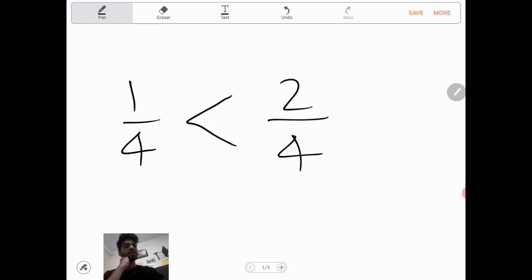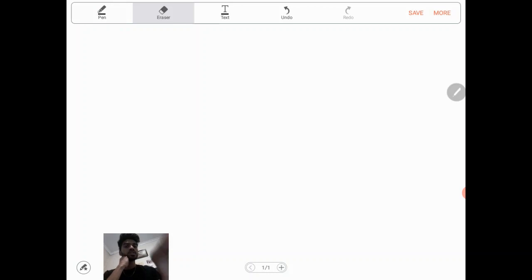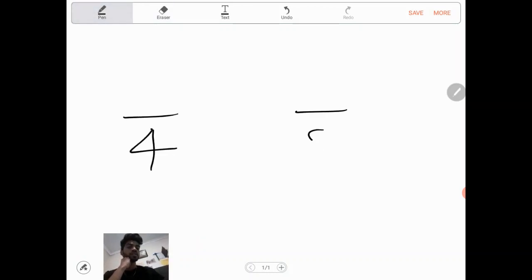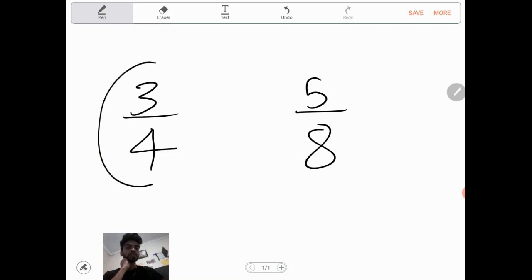That's the easy ones. Now it gets more tricky when the denominators are not the same. So let's say we've got 4 on this side and then 8 on this side, and this is 3/4, and let's say this is 5/8. Now I want to compare which side is bigger or smaller. However, it's more tricky because the denominators are not the same. So we need to make the denominators the same. So I'm going to change this to an equivalent fraction where the denominator is 8.